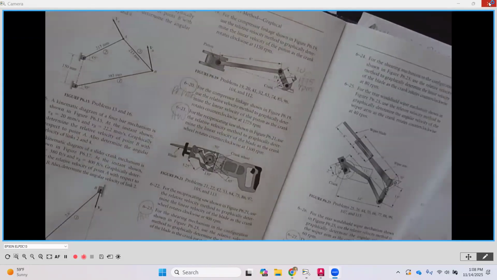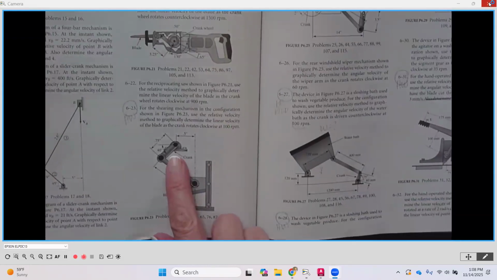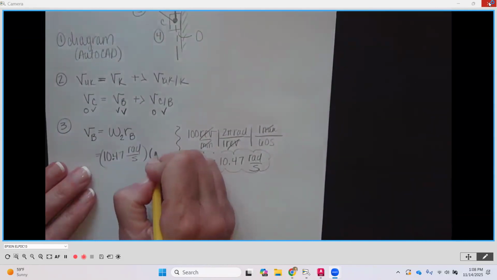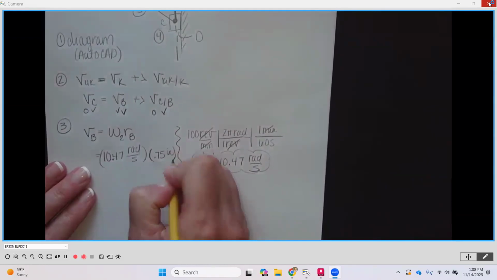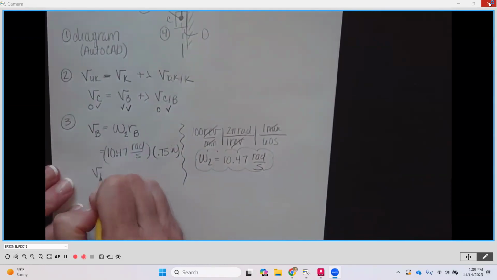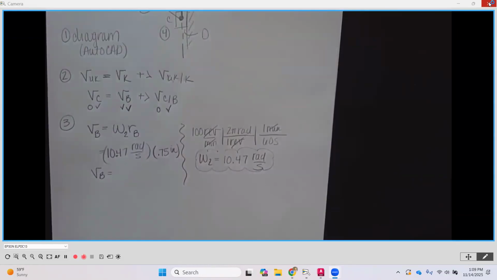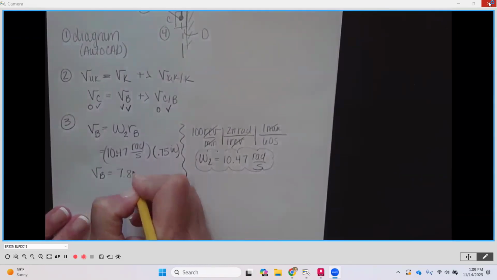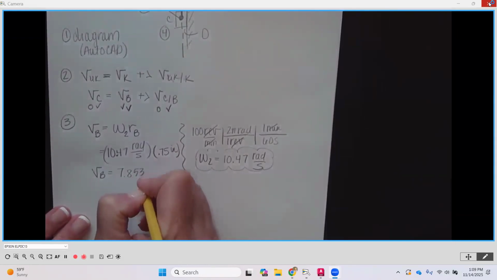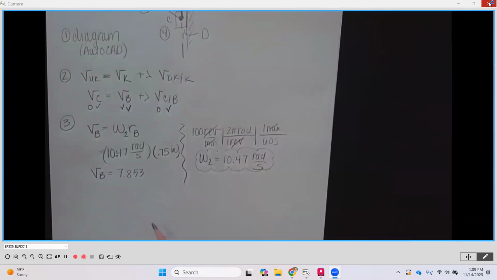And again, that's coming from our diagram right here. Our crank is 0.75 inches long. Inches. So now our velocity of B is going to be 0.75. So I get 7.853. And that's going to be inches per second. So I went to the third decimal place.